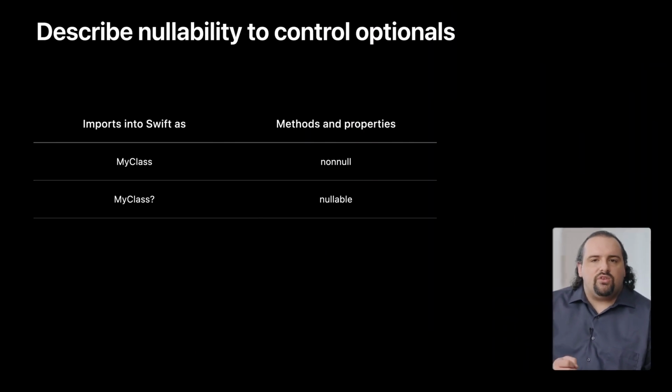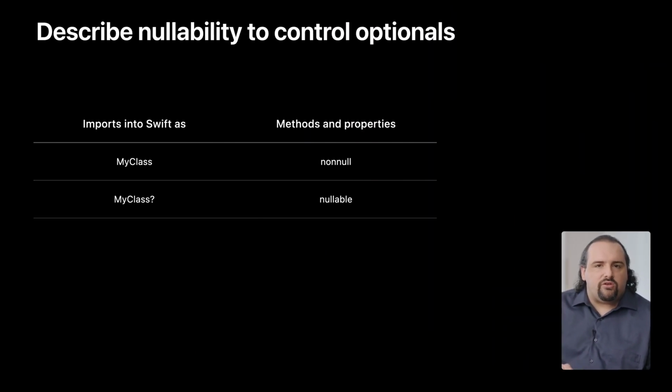Fortunately, Objective-C provides two nullability annotations, non-null and nullable, which let you say whether nil is a sensible value for a particular property, method parameter, or method result. Objective-C doesn't enforce these annotations, they just document your intent. But Swift picks up this information and uses it to decide whether to make a type optional or not.